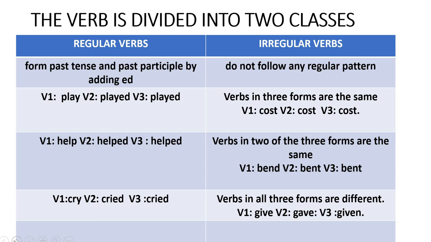This is clear to you? Understand the basic concept that if a verb is regular, it always ends with ed. If it is an irregular verb, there is no regular pattern for it. Most of the time, the verb may appear the same in all three forms. In some cases, the verb will be the same for two forms, and in certain other cases, the three forms are quite different from each other. All three forms exist as three different forms.